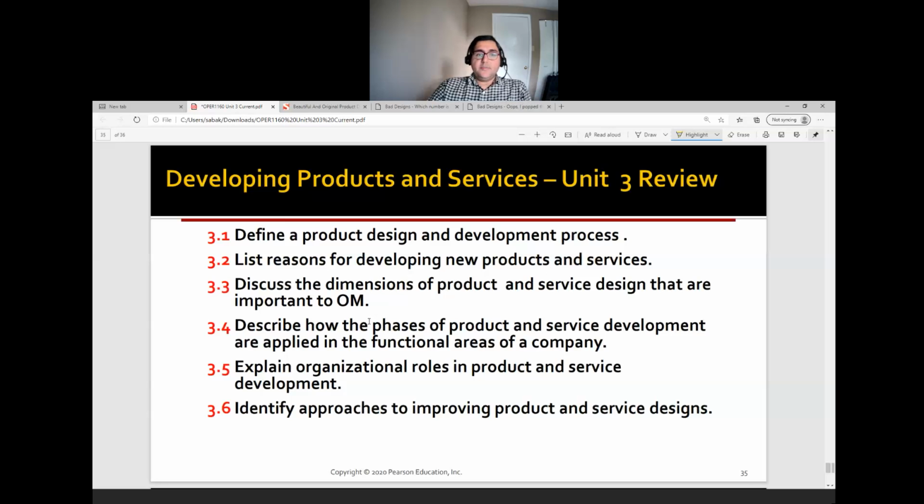So with this, we have finished our chapter on developing products and services. We discussed the product design and development stages. We discussed CPDPL. We discussed the reasons for developing new products and services. We also saw how the different functional areas are actually helping in the product development. It's a cross-functional approach. We also discussed how to improve the product design. We saw some of the keywords like sequential design and concurrent engineering. We discussed standardization and modularity and so on.